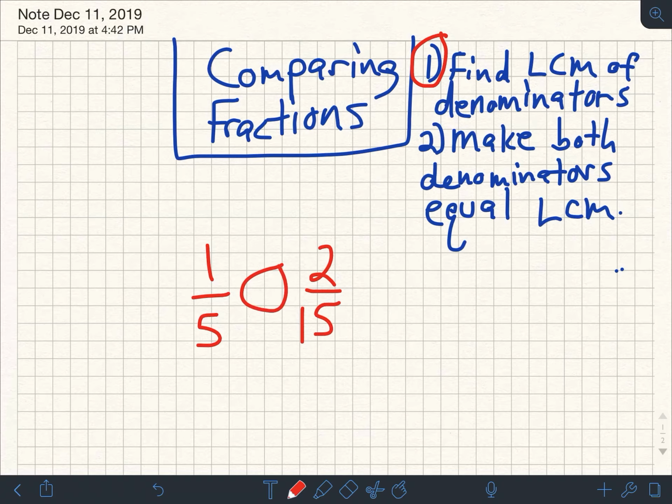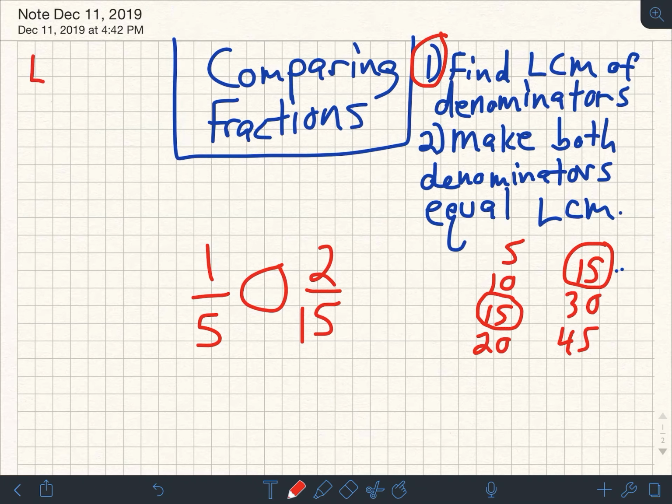So we need to find the least common multiple of the denominators. I'll start with my bigger number. We have 15, 30, 45. Those are multiples. And then we'll do the 5s. 5, 10, 15, 20. And we can see that we have a 15 here and a 15 here. So that's our least common multiple. My least common multiple is 15.